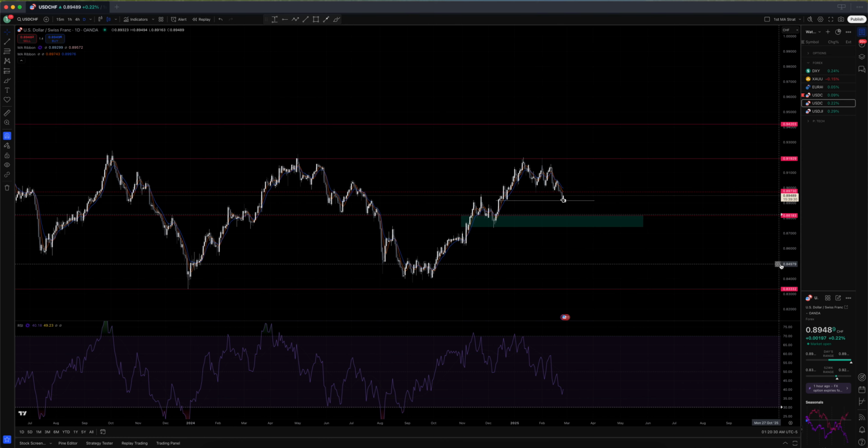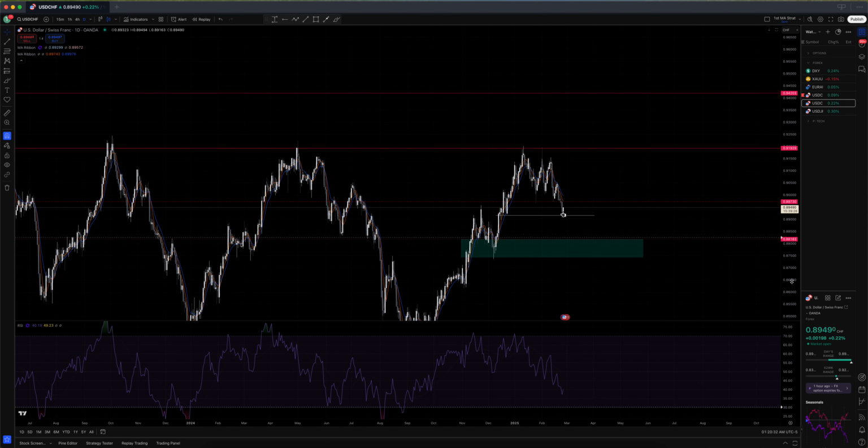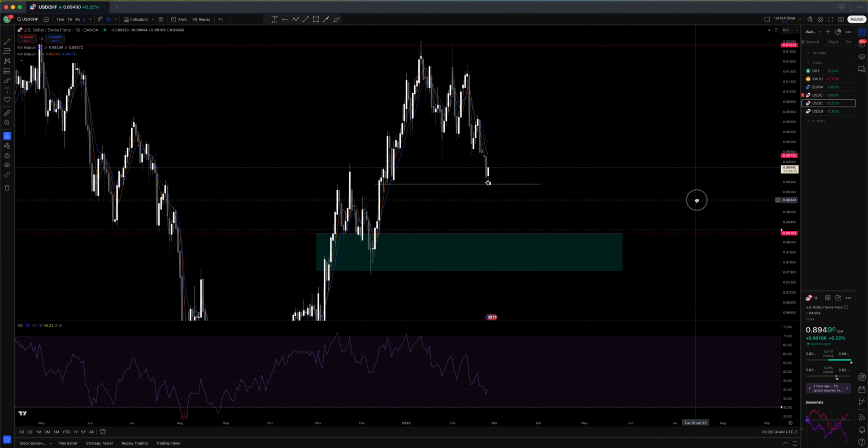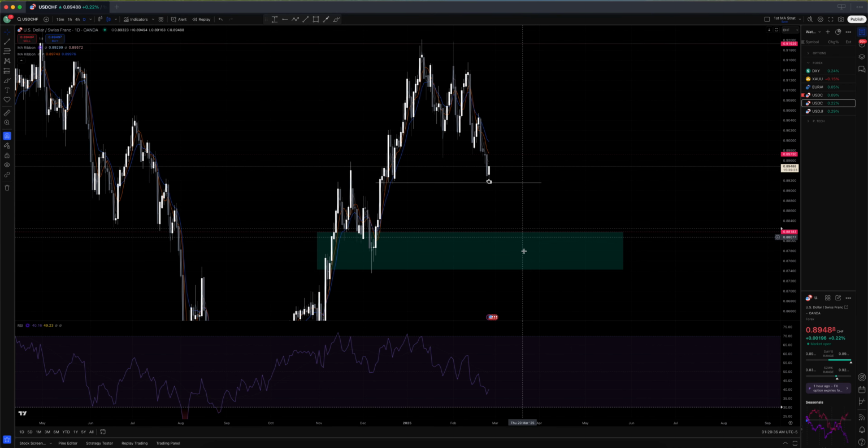I wanted to zoom in. We know we got our midline or semi midline. This is where we want to get to. This would be the zone support. I want to get to this point before we continue up.